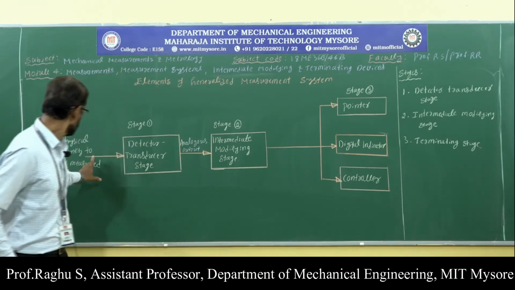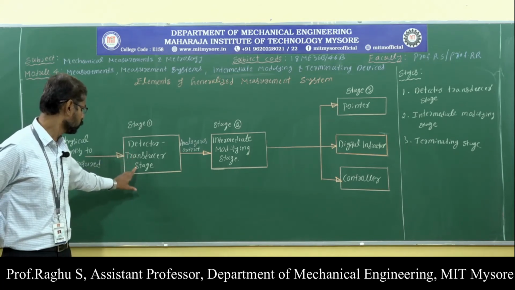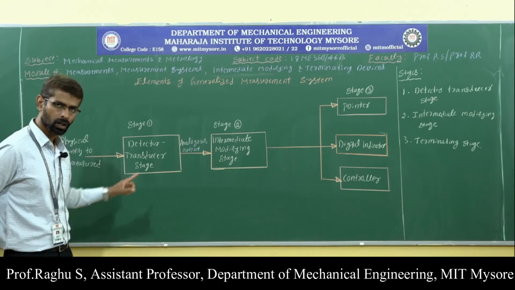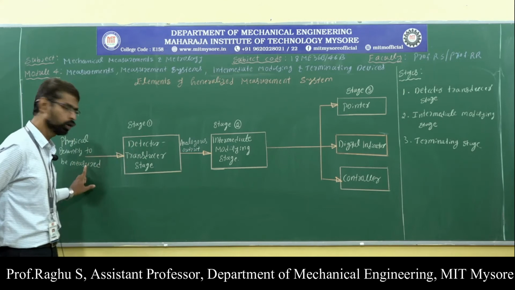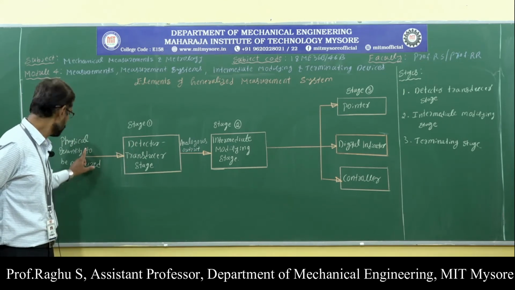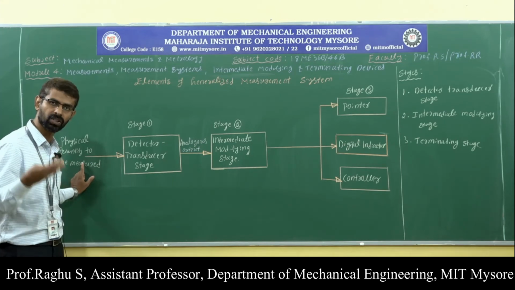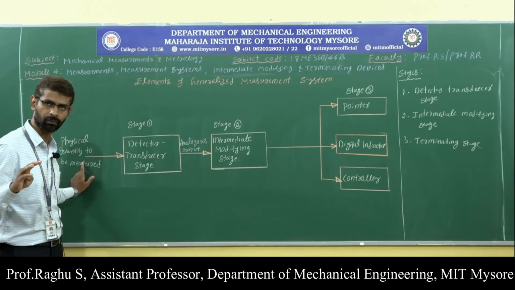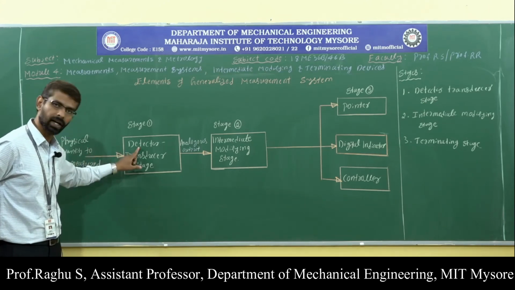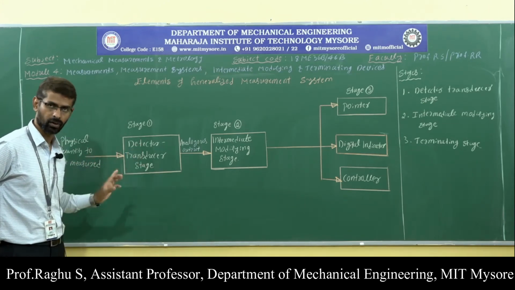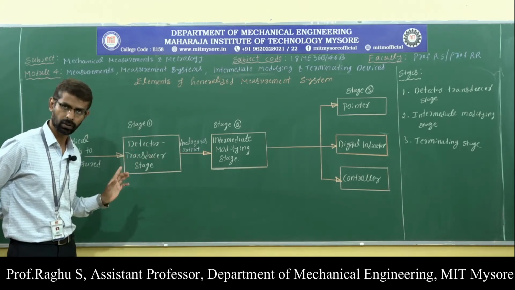Now let us discuss the working of the generalized measurement system. This is the first stage, the detector transducer stage. The function of this stage is to detect the physical quantity to be measured. It may be force, temperature, pressure, torque, strain, etc. The physical quantity is detected by a detector or sensor. This first stage consists of a detector and a transducer.